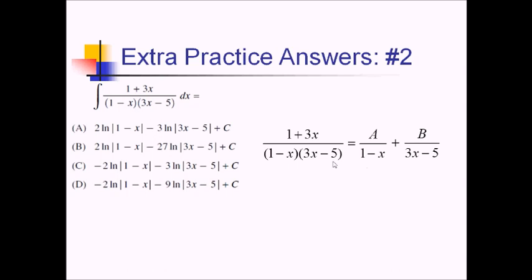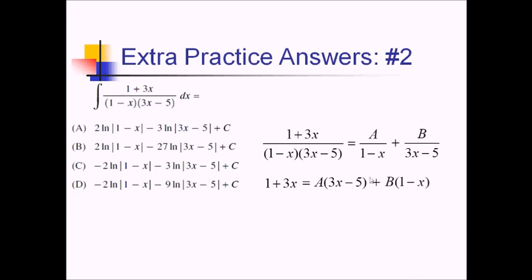And then multiplying this whole equation by this (1 minus x)(3x minus 5) term here, I'm just going to completely cancel out the denominator on the left, leaving me with 1 plus 3x. On the right, the 1 minus x cancels, so I've got A times this factor, 3x minus 5. And I also have plus B times (1 minus x), since the 3x minus 5s are canceling over there.